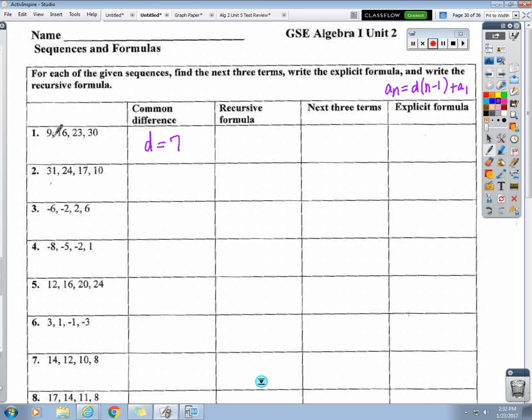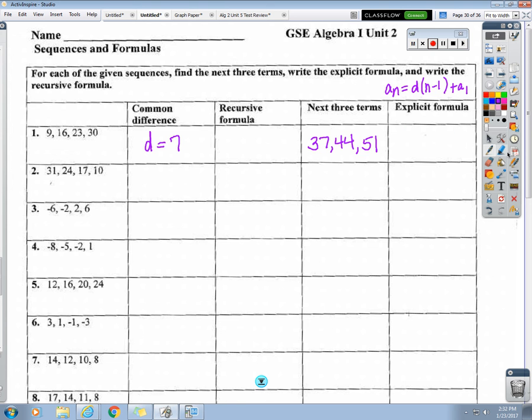7, because to get from one number to the next, they're going up by 7. So that would make the next term 37, and then the next term, and then the next term, right. So now we need to write the explicit formula. Now, you've seen me do the explicit formula several times. And how many lines does it take me?